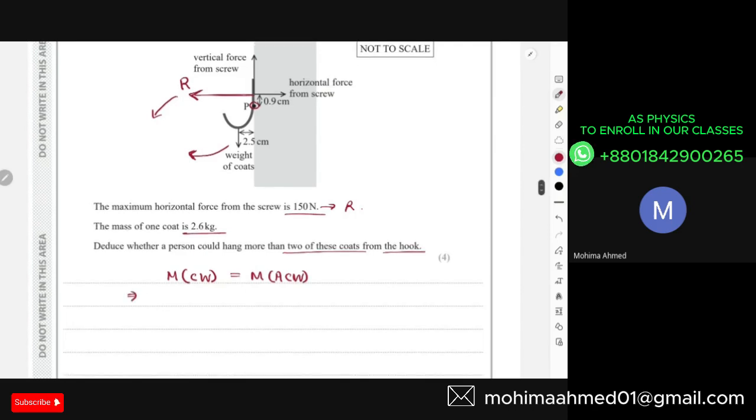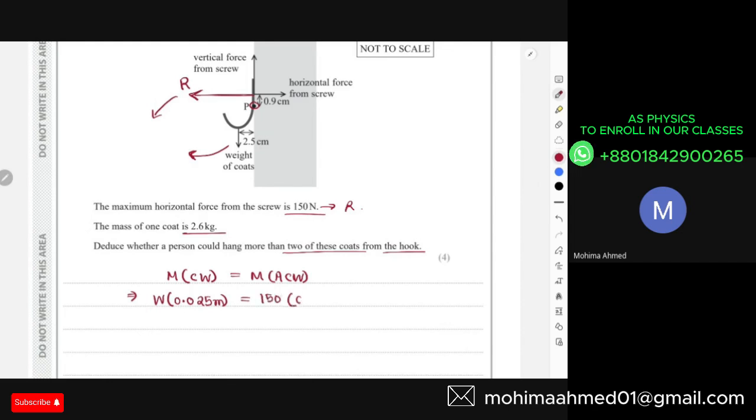Weight of the coats, I do not know. I need to find out the maximum weight of the coat that this equilibrium arrangement can hold. So you have weight multiplied by how much, from the overall pivot? It was actually 2.5 centimeters. If you consider that in meters, it will be 0.025 meter, right? And then for your anti-clockwise moment, we have this 150 Newton reaction force.